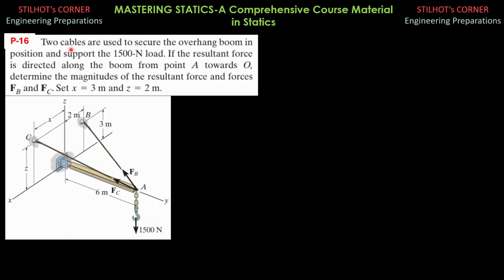Problem 16. Two cables are used to secure the overhanging boom in position and support the 1,500 Newton load. If the resultant force is directed along the boom from point A towards O, determine the magnitudes of the resultant force and forces Fb and Fc. Set X, this is 3 meters, and Z 2 meters.